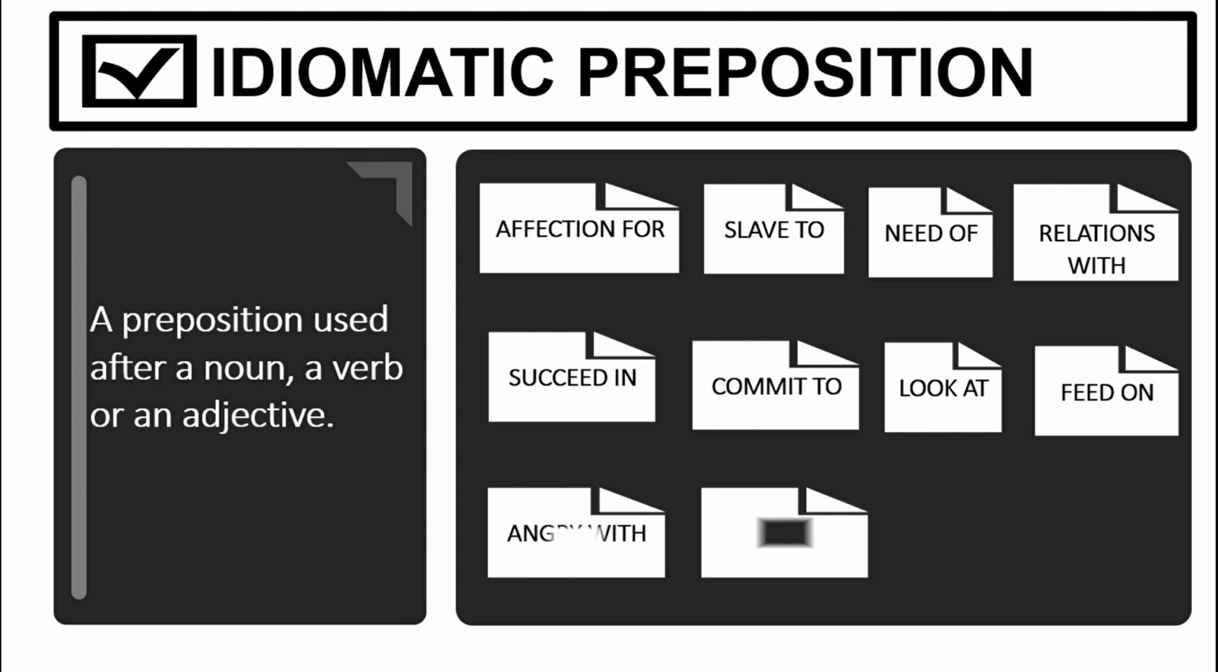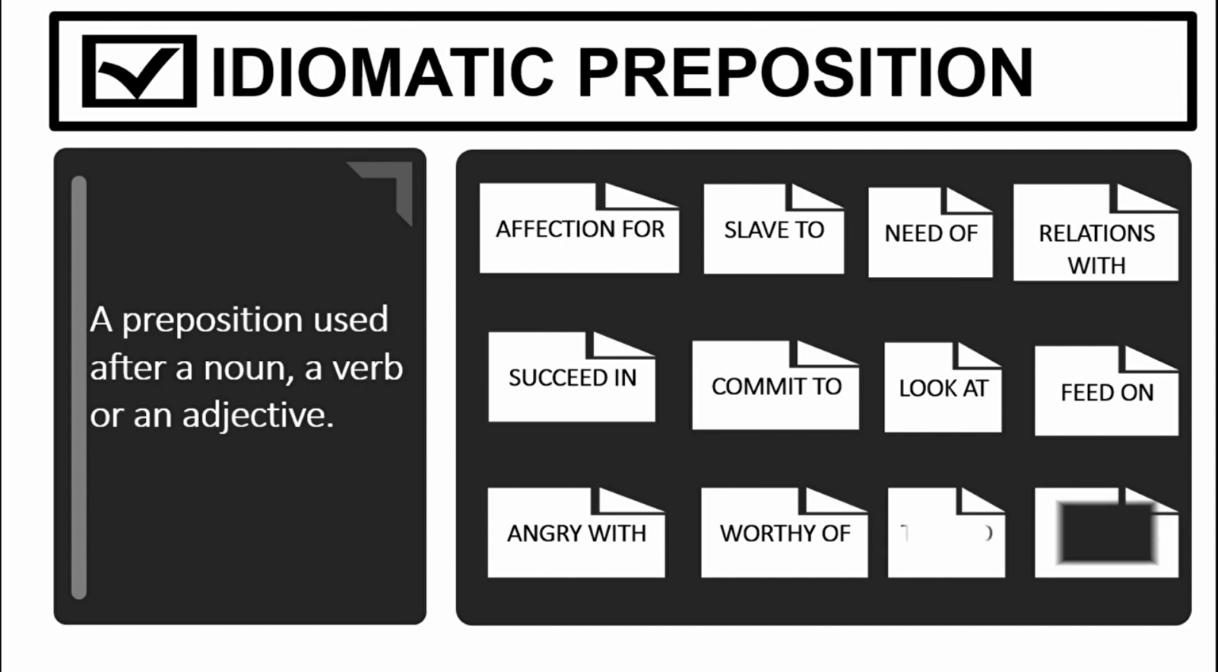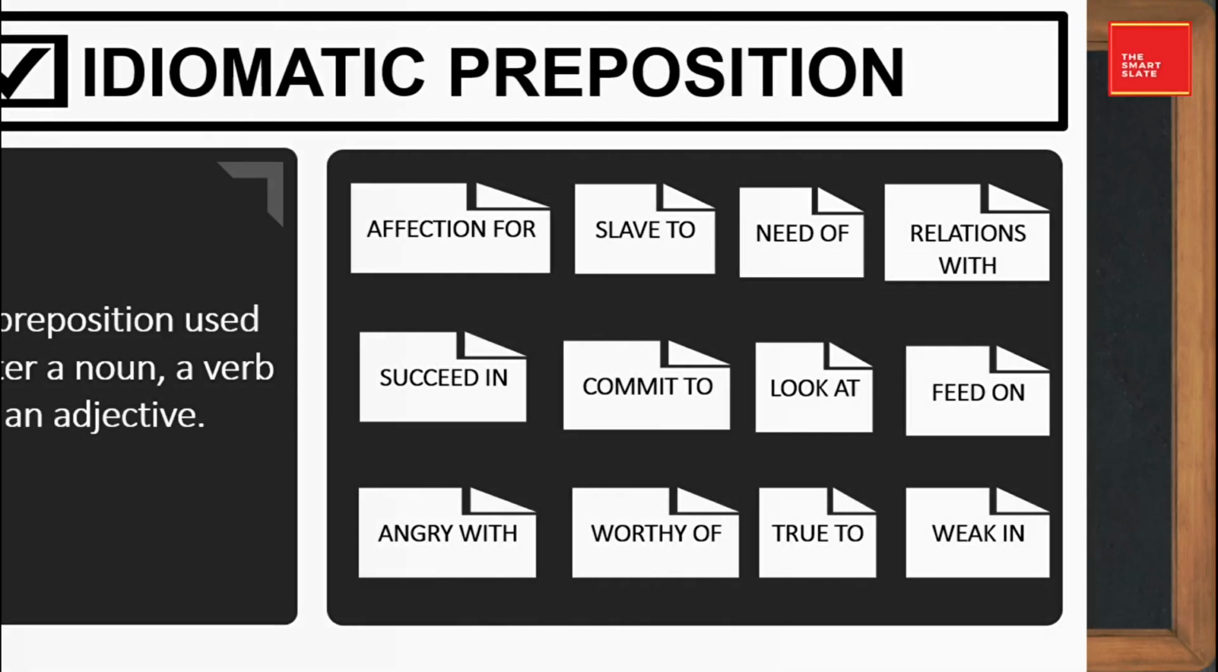So the second row is based on verb. Next is angry with, worthy of, true to, or weak in. So angry, worthy, true, weak, these are the adjectives. They show you the quality. So the preposition used here is adjective plus the preposition, like angry with. So these become your idiomatic prepositions. The first row is based on noun, second on verb, and third on adjective. So these are the idiomatic prepositions.